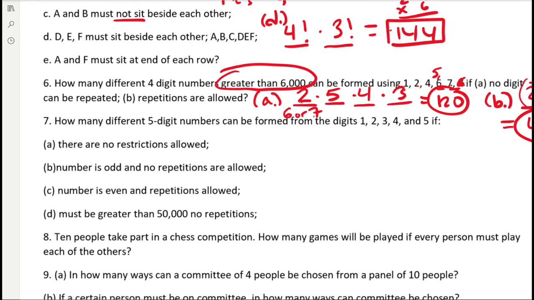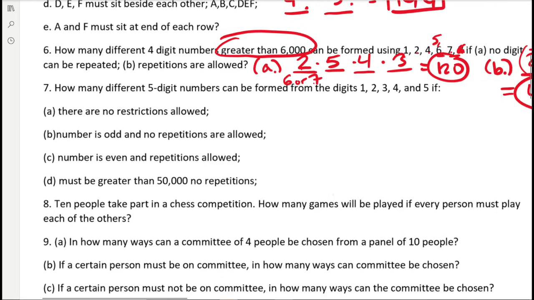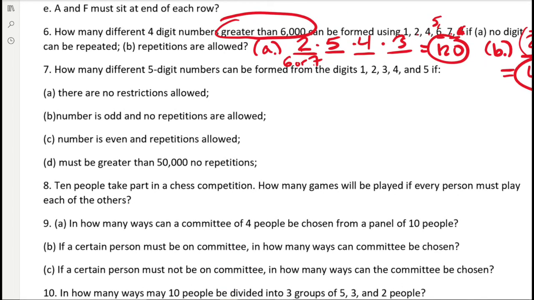So number 7, how many different 5-digit numbers can be formed from the digits 1, 2, 3, 4, and 5 if there are no restrictions allowed? So if there are no restrictions allowed, then you have 5 numbers. So you can choose 5 numbers for your first number, right, from the list of 5. Since you can repeat, then you can choose any of those 5 numbers again, and so on. Since you can repeat any of those numbers.